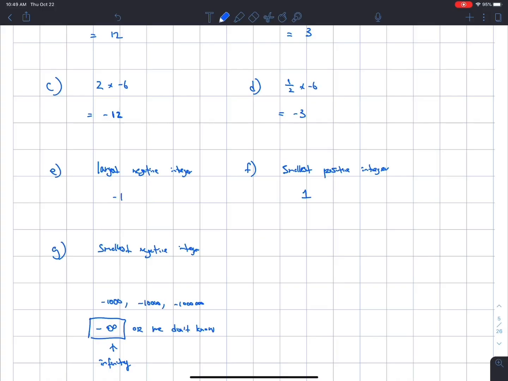What is the largest possible positive integer? Largest positive integer. So again, we don't really know. In math, we call this number infinity. That's the biggest possible number.